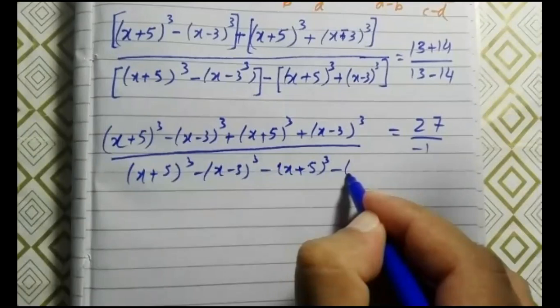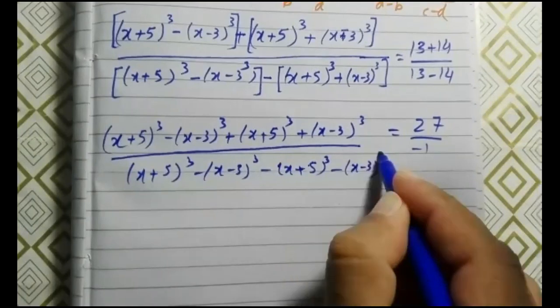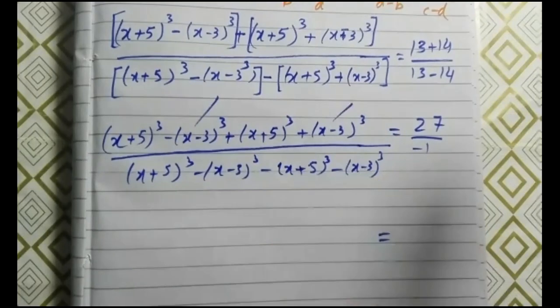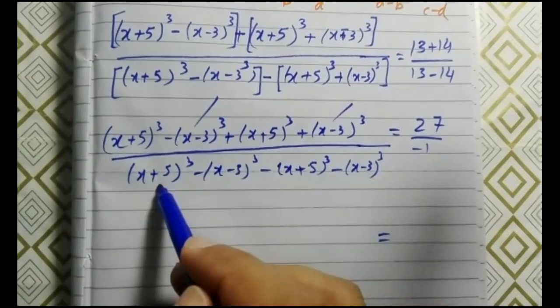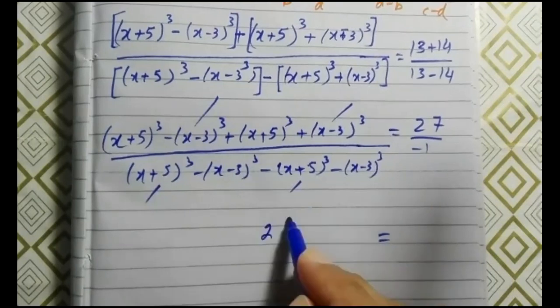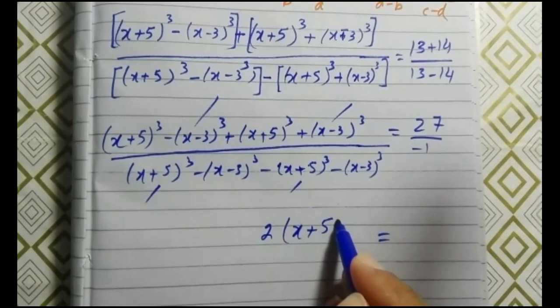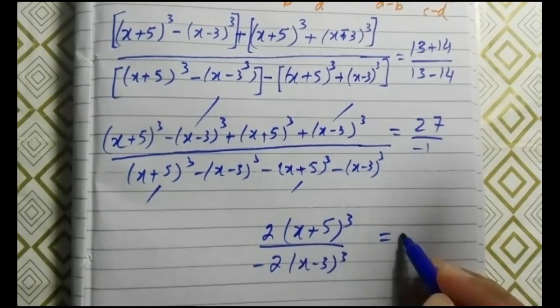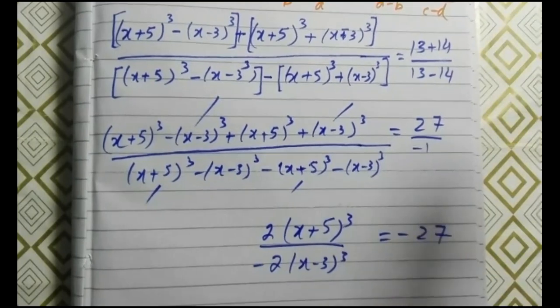So you will see that one positive, one negative term will be cancelled as we have done before. This will be cancelled in the numerator, and x plus 5 cube, x minus 5 cube will be cancelled. So we will be having 2 times x plus 5 cube and 2 times x minus 3 cube, and this is minus 27. So you will cancel the terms, and this negative sign will also be cancelled with this term.